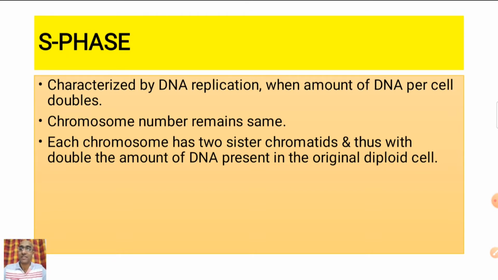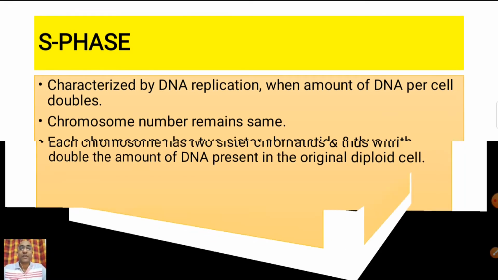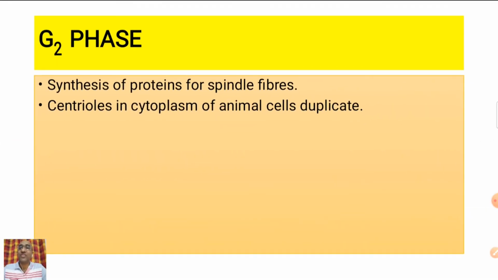Chromosome number remains the same, but the DNA amount gets doubled. Each chromosome has 2 sister chromatids, and thus there is double the amount of DNA present in the original diploid cell. So in this phase, each chromosome consists of 2 sister chromatids. Got it? So after S phase, the cell enters into G2 phase or second growth period.